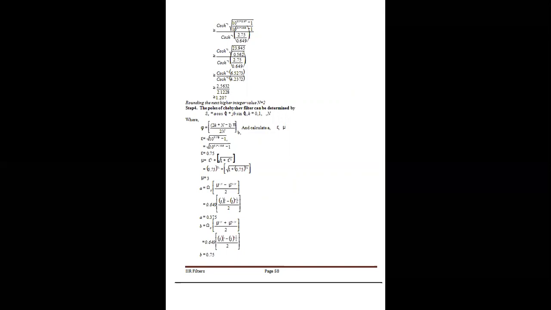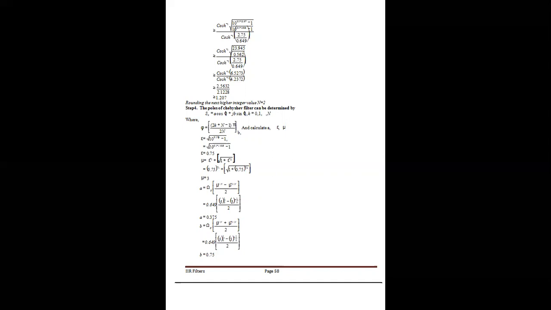Then after that, we have to find the poles of the Chebyshev filter. We know the formula: Sk is equivalent to A cos phi k plus jB sin phi k, where k is equivalent to 0 to 1. We also have to find the values of epsilon and mu, and phi k is equivalent to (2k plus n minus 1) times pi divided by 2n. Epsilon is equivalent to square root of 10 to the power of 0.1 alpha p minus 1. Substituting over here, we find epsilon equivalent to 0.75. Mu is equivalent to epsilon inverse plus square root of 1 plus epsilon to the power of minus 2, so the value of mu is equivalent to 3.